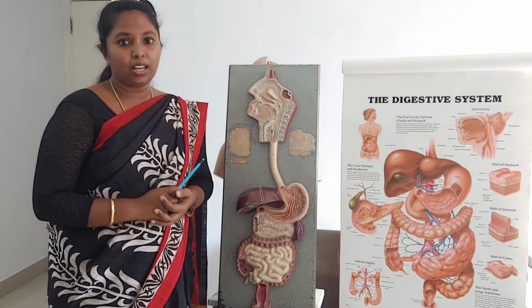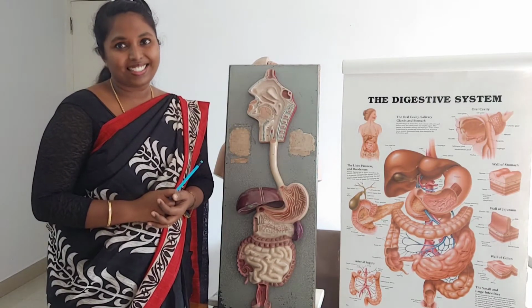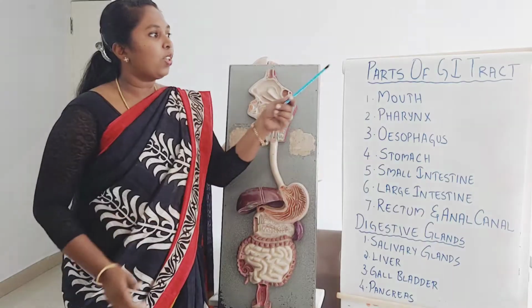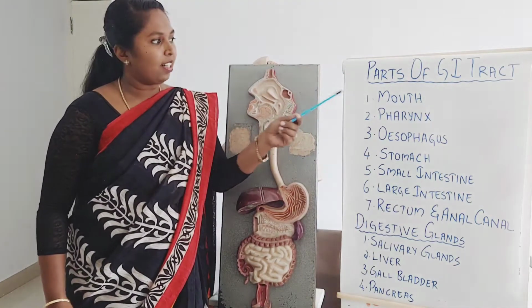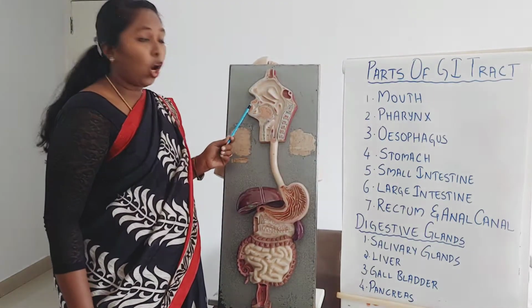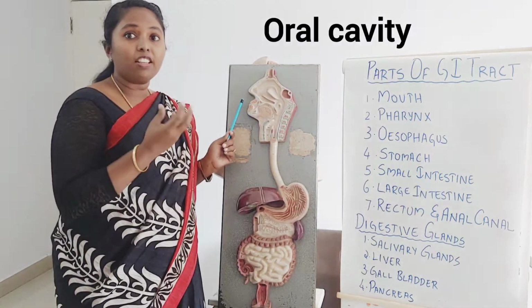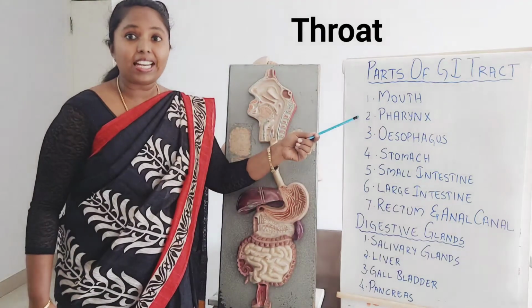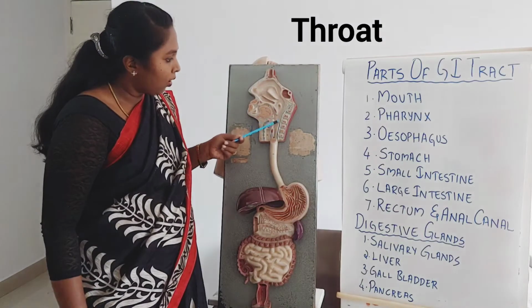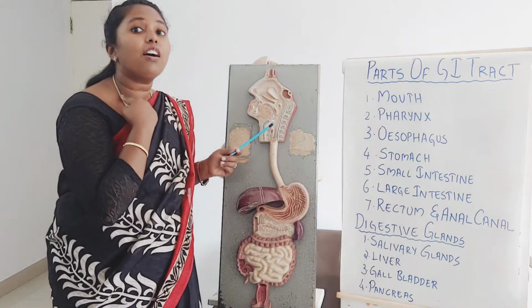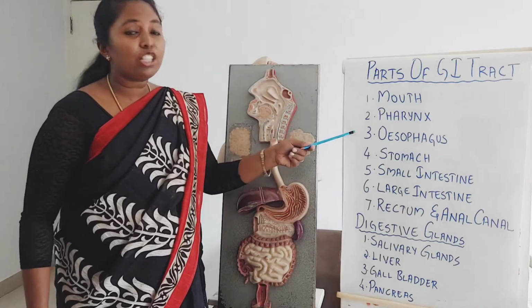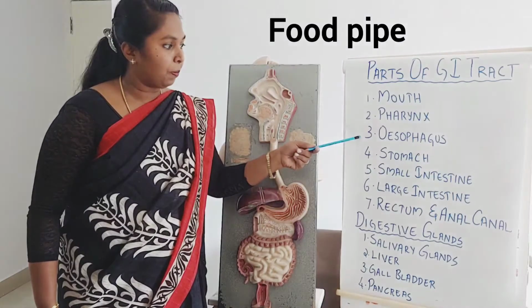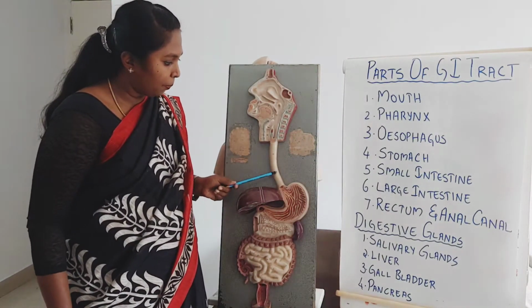Next, we'll move on to the parts of the GI tract as well as the digestive glands or accessory organs. These are the parts of the GI tract. The first one is the mouth, or oral cavity, where the food is put. The second part is the pharynx, the throat, through which the food passes. The third portion is the esophagus, otherwise known as the food pipe.